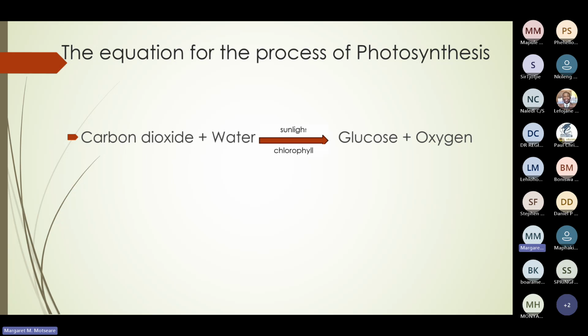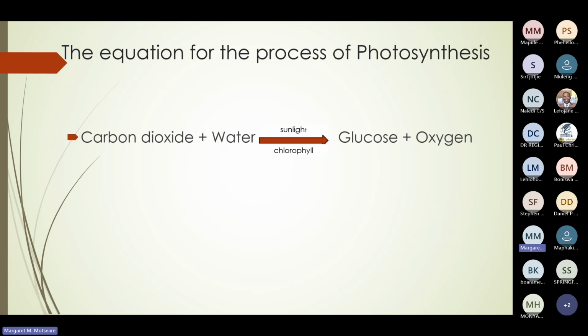Hence, we are saying that this is an equation. It means it will be something plus something to form something. Then we talk about a word equation. So this is a word equation because it is written in words. It means we need carbon dioxide plus water, together with sunlight and chlorophyll, and then we are going to get glucose and oxygen.